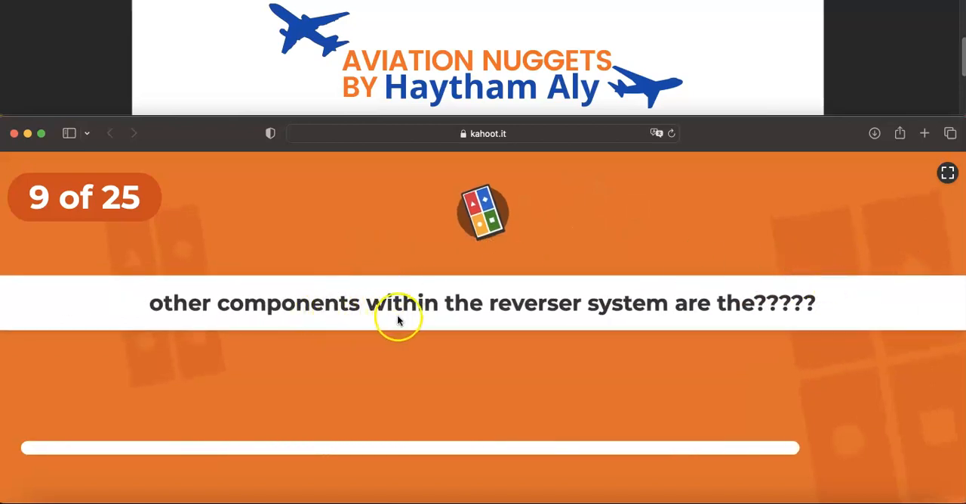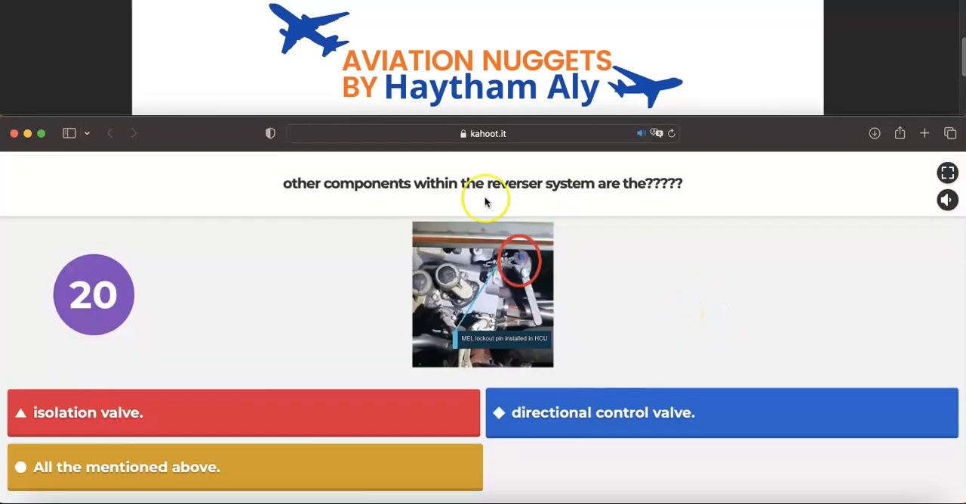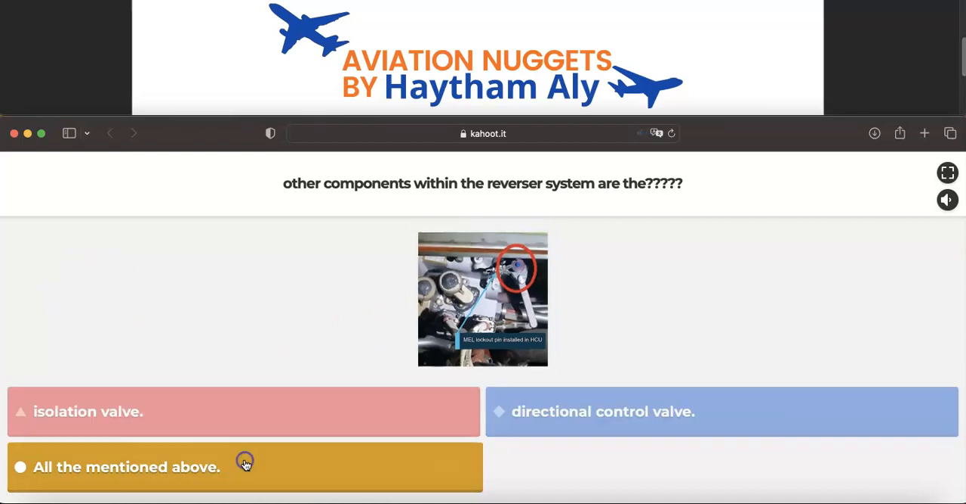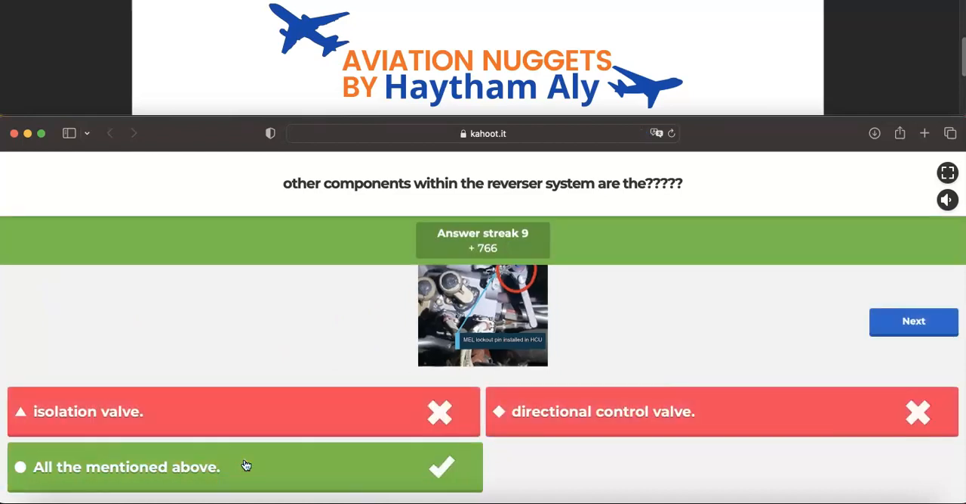Other components within the reverser system are the isolation valve, directional control valve, all the mentioned above. The right answer is all the mentioned above.